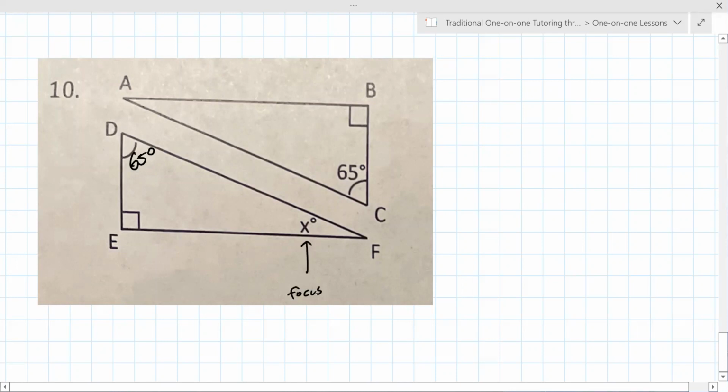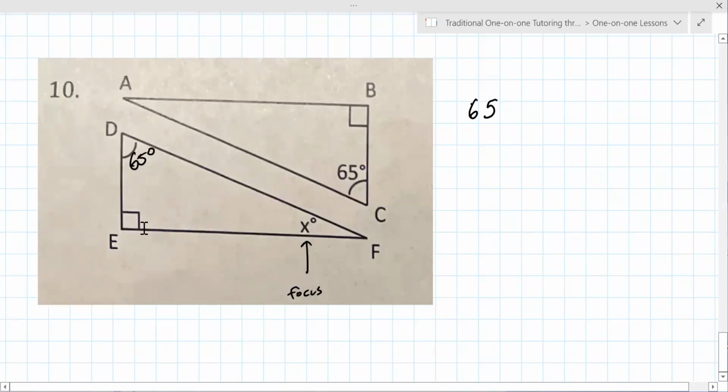I've asked you this a few times in the past. What do the angles add up to in a triangle? 65 plus X plus 90. What do the three angles add up to? They add up to 180 degrees. Yes, 180. What is this square?